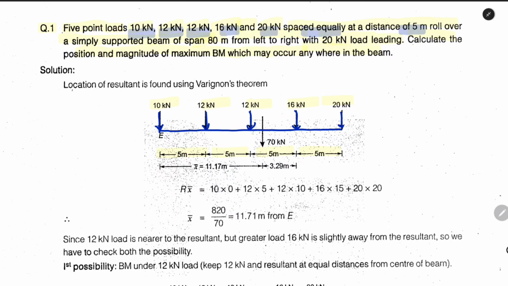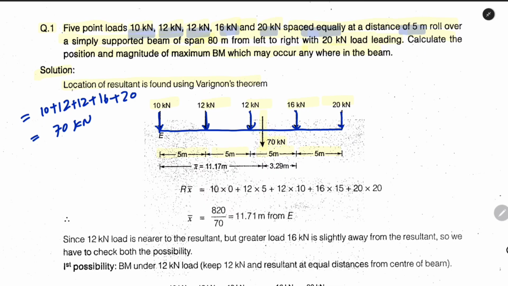So our first step is to find the position of the resultant of the loads. The location of the resultant is found using Varignon's theorem. Now total loading is basically 10 plus 12 plus 12 plus 16 plus 20 and it will be equal to 70 kilonewton. So our total loading is 70 kilonewton and we have to find the position of this total loading, that is x dash.